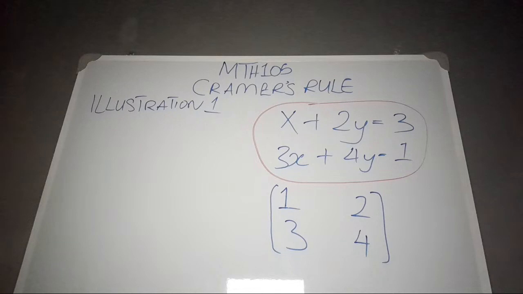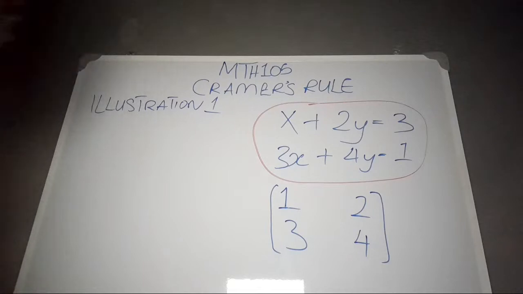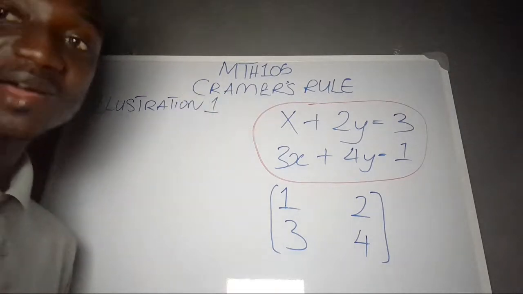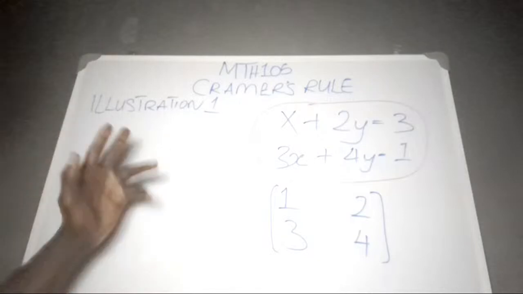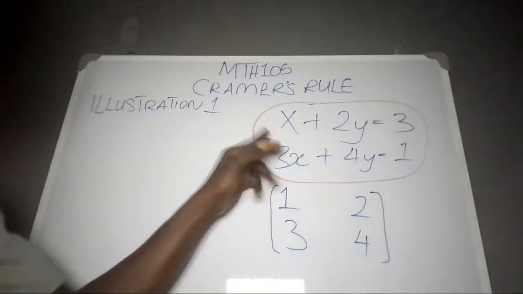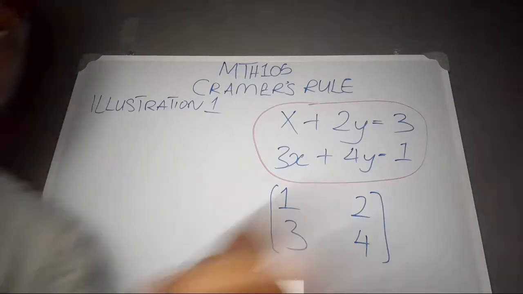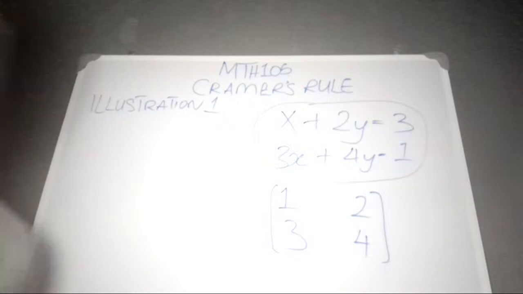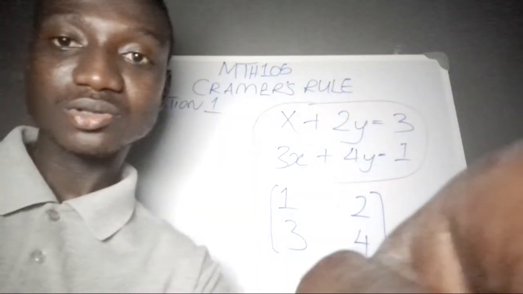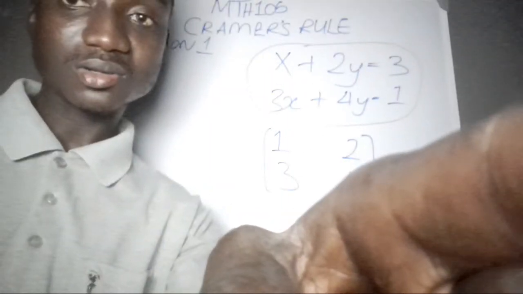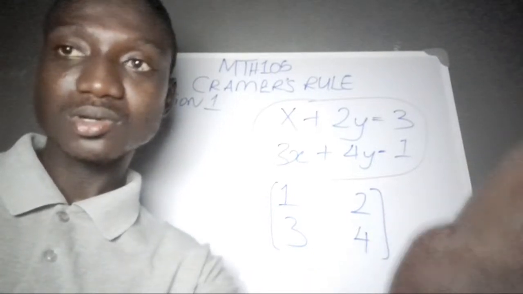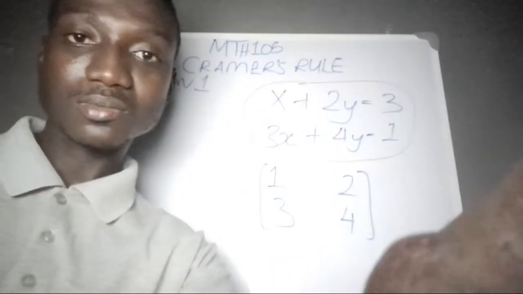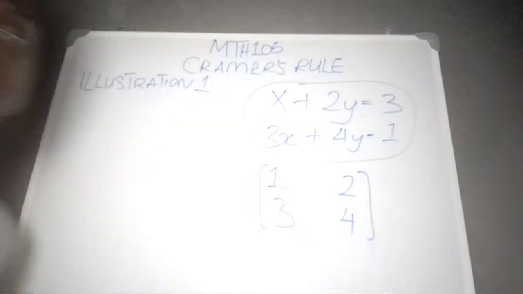So we are using Cramer's rule to solve this equation. It's still matrices. We are still doing matrices, and this is MTH 105. So we are using Cramer's rule to solve this equation. Let me adjust the camera so you can see it clearly. Okay, I think that's clear enough.